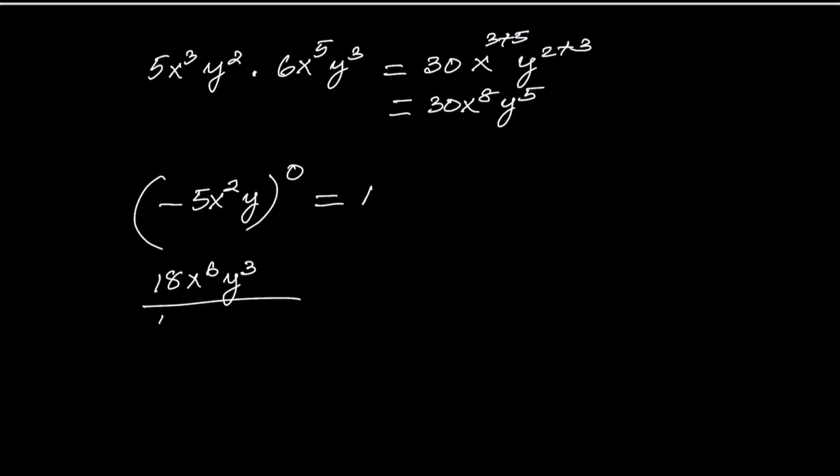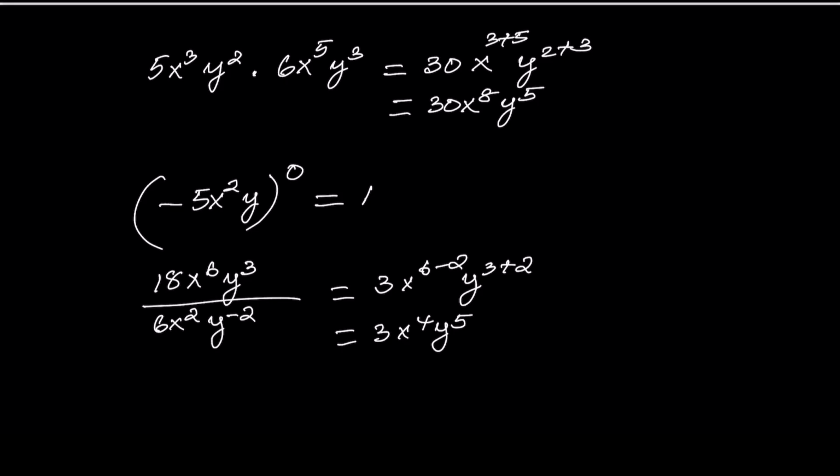Try this one. 18x to the sixth y cubed divided by 6x squared y to the negative 2. 18 divided by 6 is 3. For x, 6 minus 2 is 4. For y, 3 minus negative 2 is 3 plus 2, which is 5. So the answer is 3x to the fourth y to the fifth power.